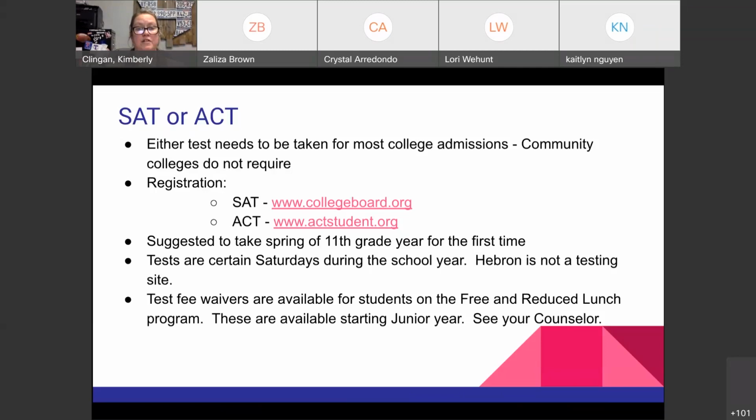For tests that are not the ones that we offer on campus, there are fee waivers available for students who are on free and reduced lunch. And again, those are available during junior year. So if your sophomore comes down and says, oh, I want to do the SAT, I'm on free and reduced lunch, as a sophomore, yeah, we're going to have to wait until junior year for that. So you'll make sure you keep your counselor in the loop on that.